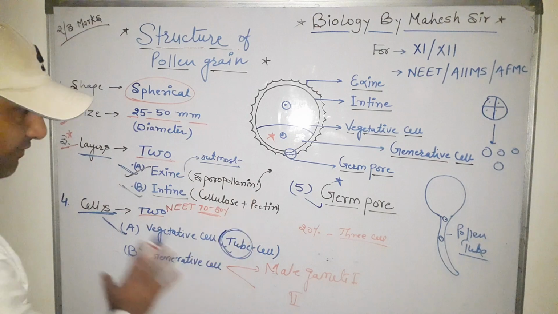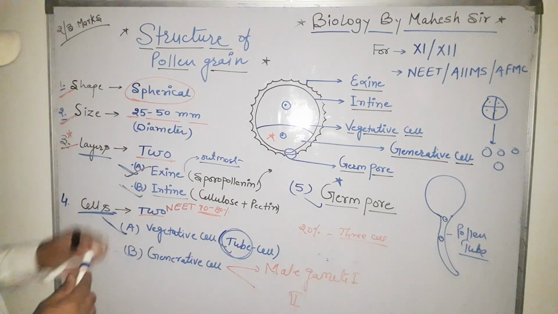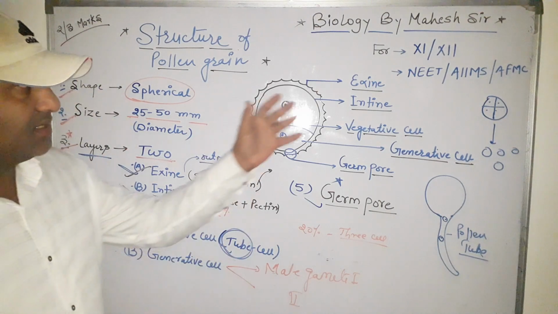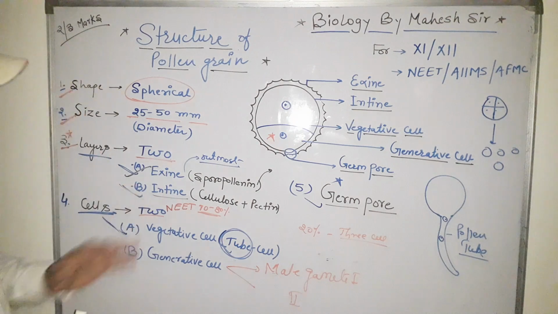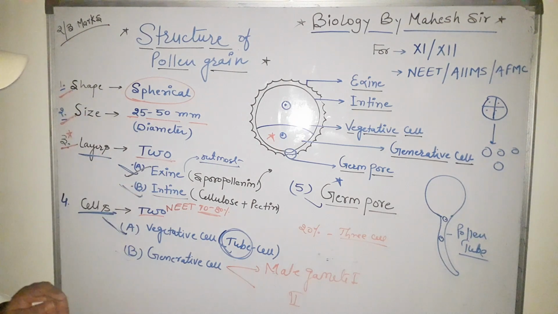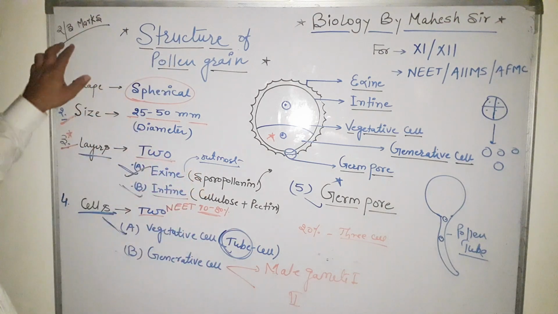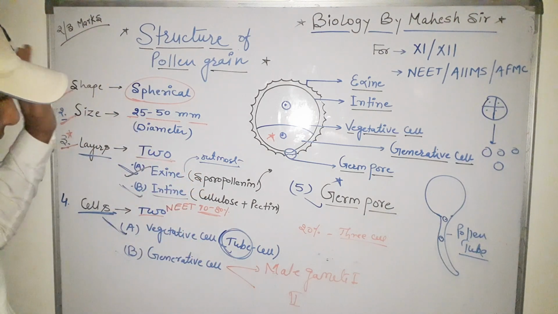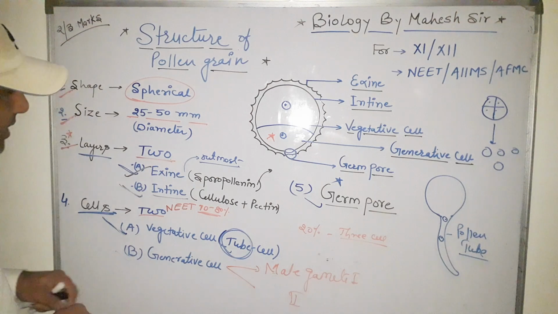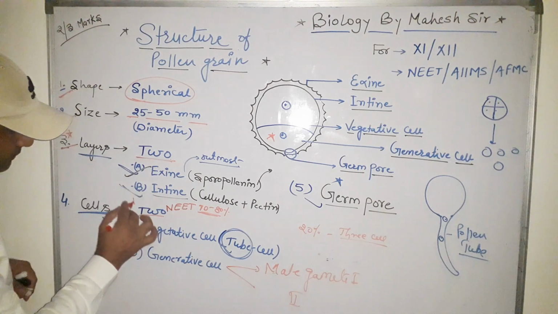So there are a total of 5 different points related to the structure of the pollen grain, and it is the diagram. A very important question for the board examination and the NEET examination. In the board examination it may come for 2 or 3 marks. Clear? And for NEET purposes we can take the first question.